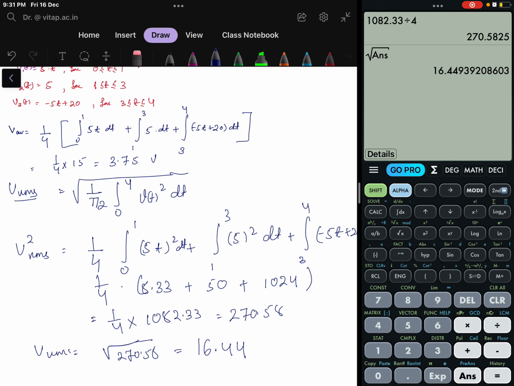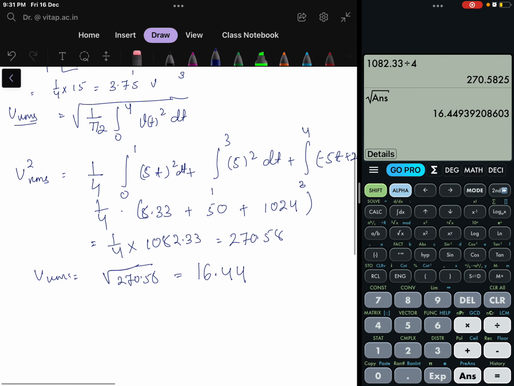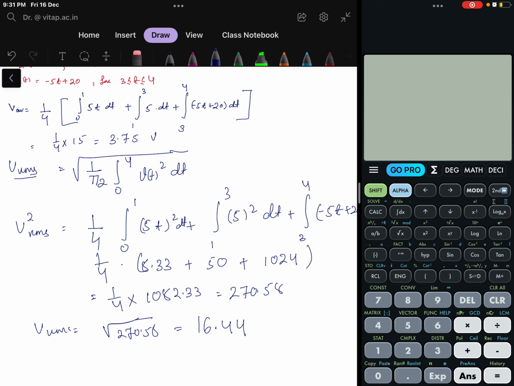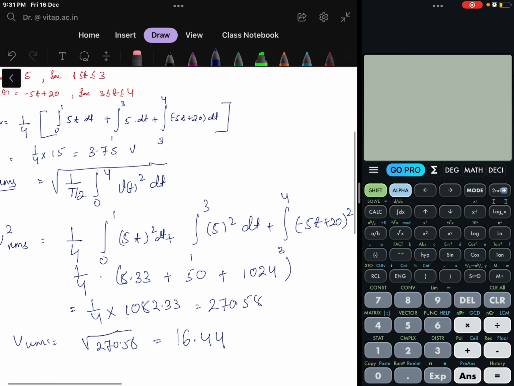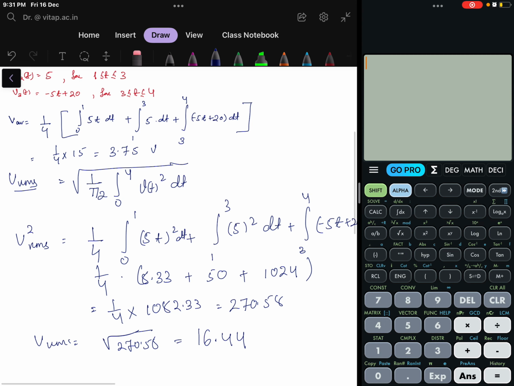It seems somewhere it is wrong, I just need to check it. I think I have given somewhere wrong, because see, RMS value cannot be greater than this maximum value. So, somewhere it is wrong. So, let me do it again. The integration I have calculated probably wrong. So, V square RMS, 0 to 1, 5t square, this is 5, this is minus 5t plus 20 whole square. Okay. So, let us just write the whole equation again.